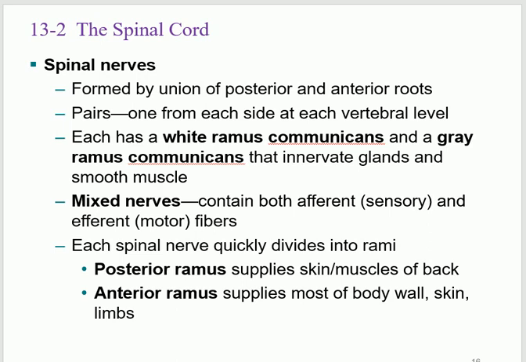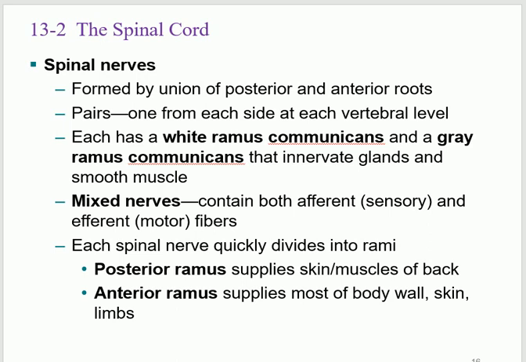Spinal nerves are mixed. How about the cranial nerves? No. Cranial nerves, some of them are mixed, sensory and motor. Some of them are sensory only. Some of them are motor only. But if I ask you, spinal nerves, are these sensory or motor or mixed? Mixed. All of them are mixed. Why? Because they carry both sensory and motor neurons.